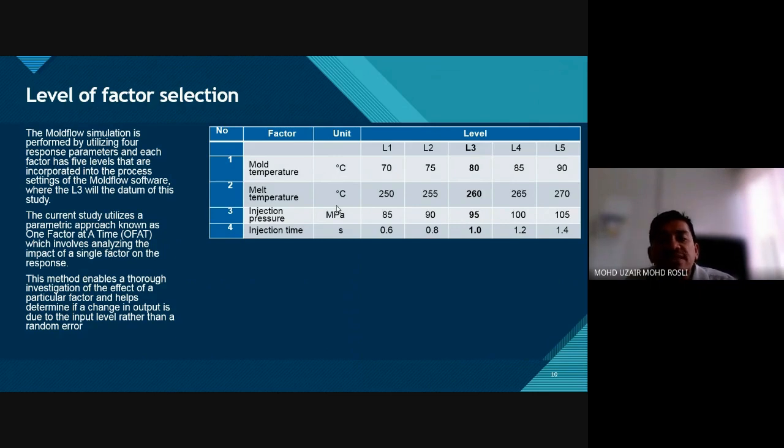For example, for the first run, we use the mold temperature of 70, and for the rest of the factors we use 260 degrees for melt temperature, 95 megapascal for injection pressure, and 1 second for injection time. This method enables a thorough investigation of the effect of a particular factor and helps determine if a change in output is due to the input level rather than a random error.